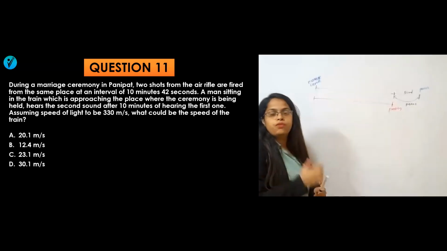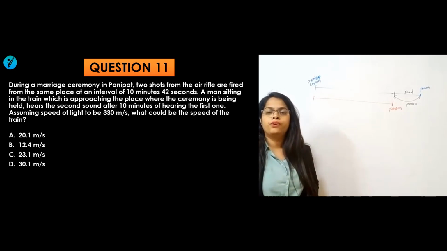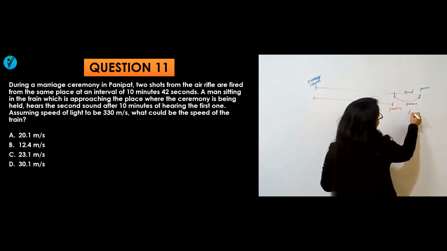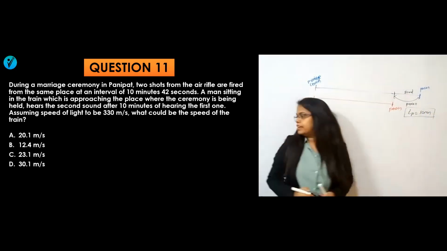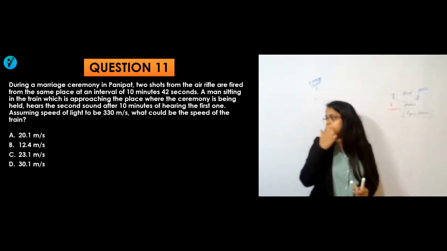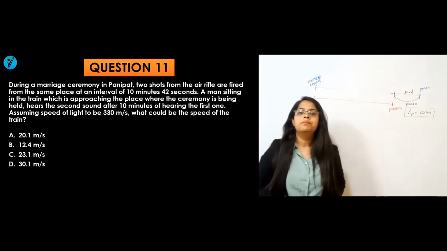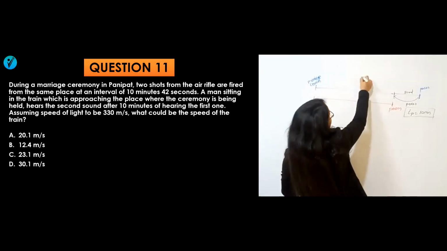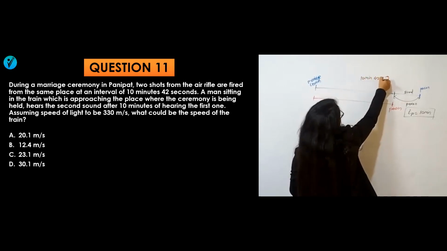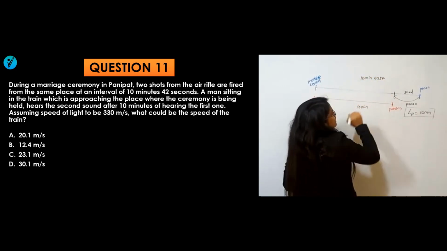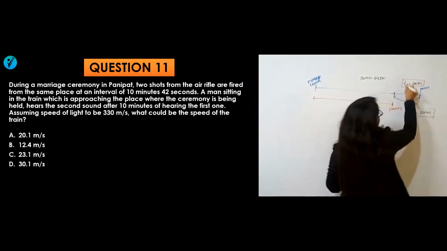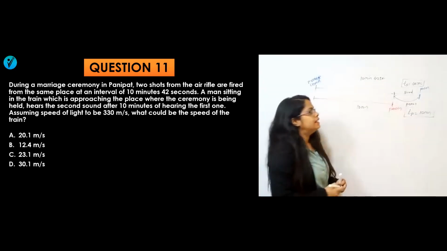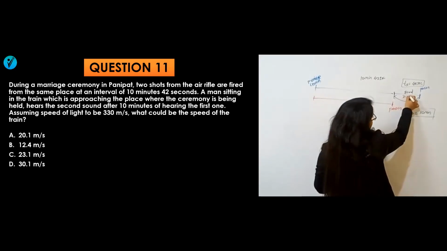So for the person, what is the time required? Time required for the person was 10 minutes, because you can see that they are saying that the person approaching hears the sound after 10 minutes. But as I know that initially that required 10 minutes 42 seconds. And second time it required 10 minutes. Which means this sound has covered this distance in 42 seconds. So what I know is that this distance is the same.